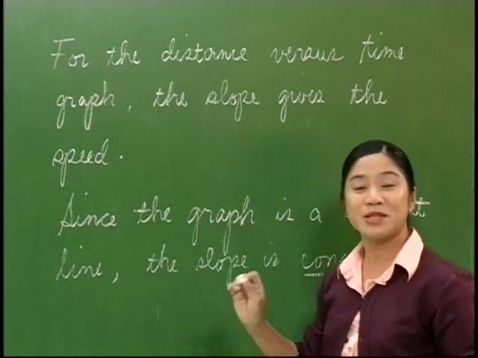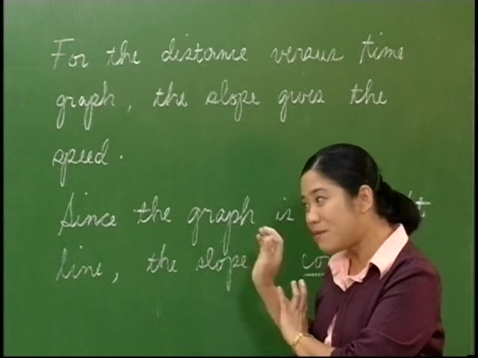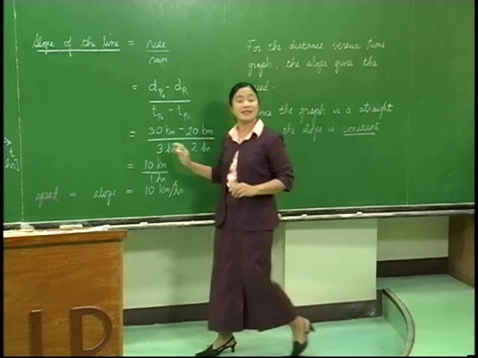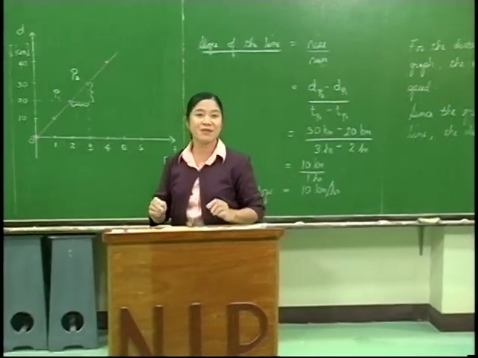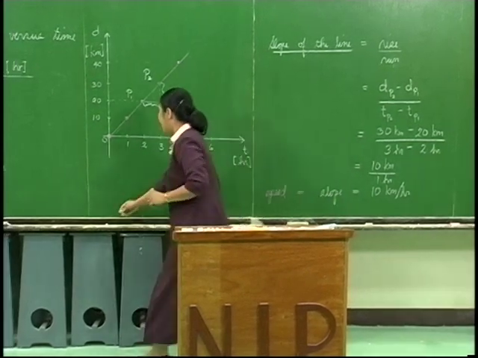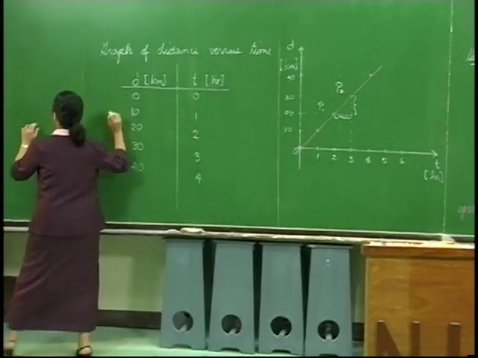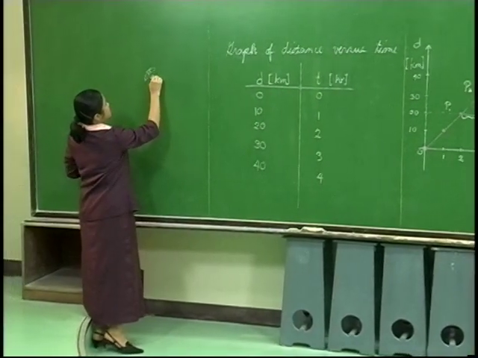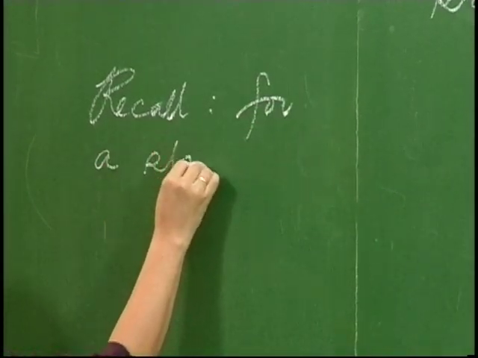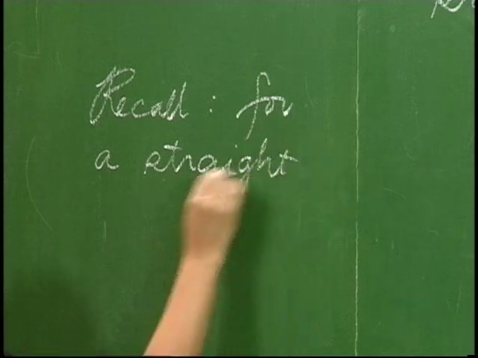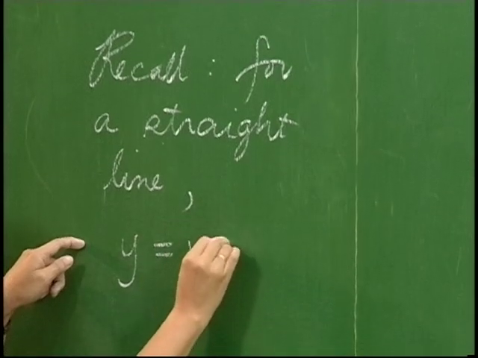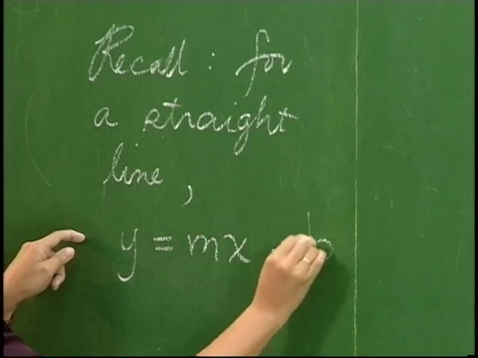Okay, now this is important, and I hope you remember. You can even connect now this lesson for the distance versus time to your second year mathematics, where you have the slope of the line, or the equation of the line. I will just put it here. So recall, for a straight line graph, you had your equation y equals mx plus b.